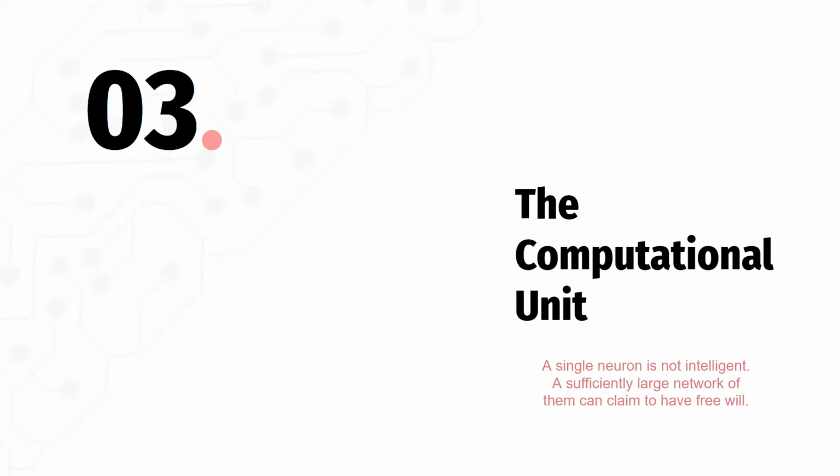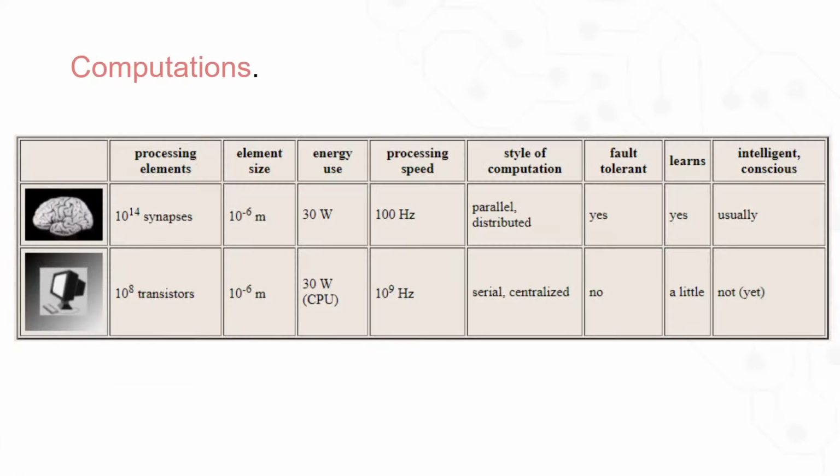Now we're going to talk about the neuron as a computational unit, right? As it is written on the slide, a single neuron is not intelligent. A single neuron is just a wire, right? It's not really doing any computation by itself. But a network of neurons is a whole different ball game. They can perform insanely complicated tasks in the blink of an eye, a literal blink of an eye.